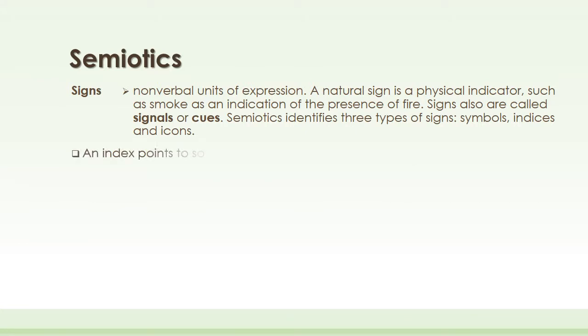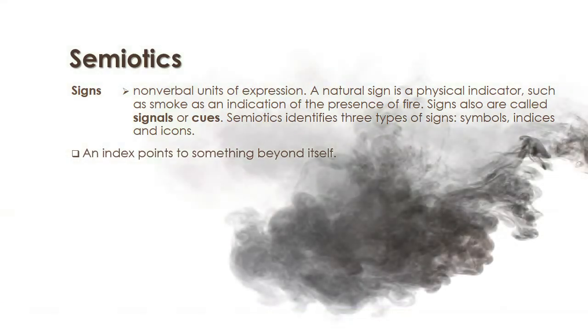An index points to something beyond itself. It is an indicator such as words like big and arrows. An index also is sometimes called a natural sign because the relationship between the word and what it signifies is natural, such as smoke being an indexical sign of fire.